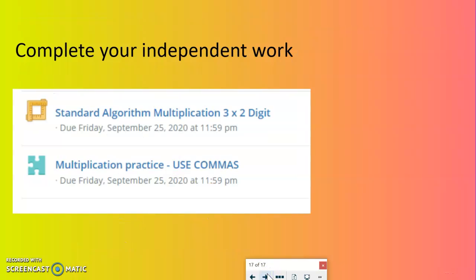You do have independent work in your independent work folder to complete. You have an activity that you will complete here to help you with your multiplication. And then this is 3 practice problems. If you do not use commas in your answer that's greater than 100, it will tell you that you got it wrong, even if you multiplied correctly. So make sure you are using your commas.